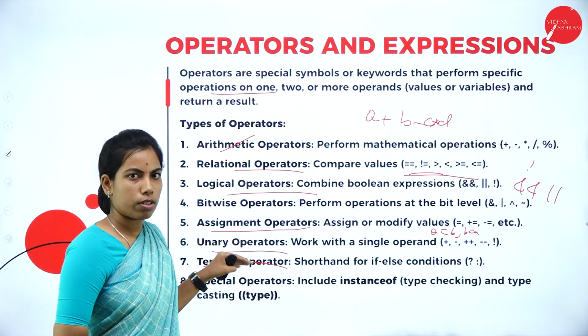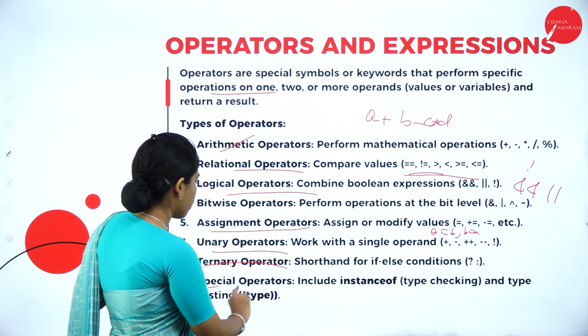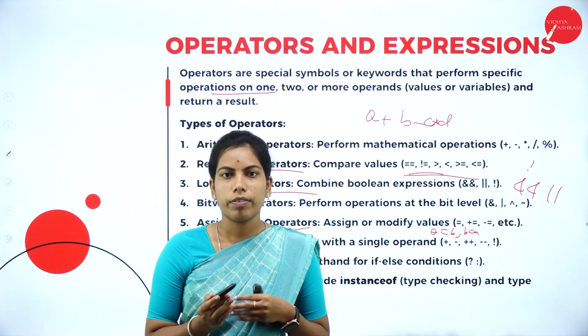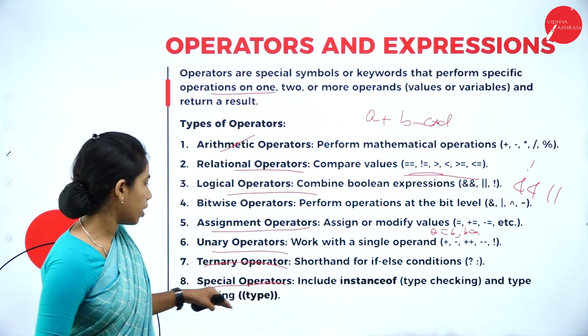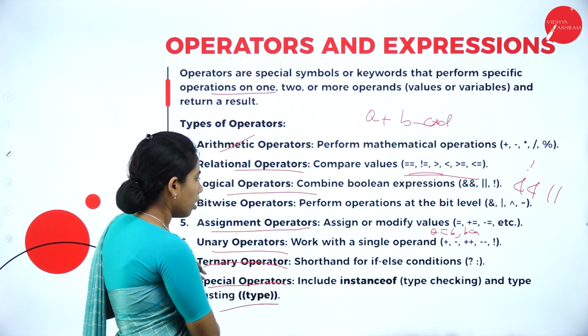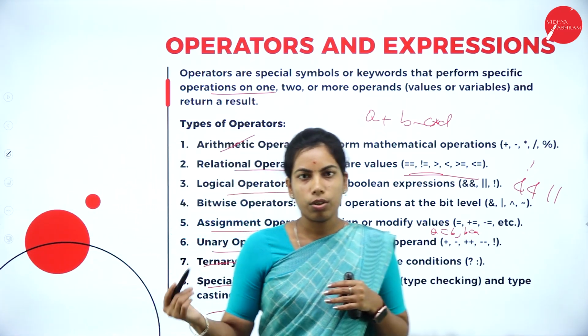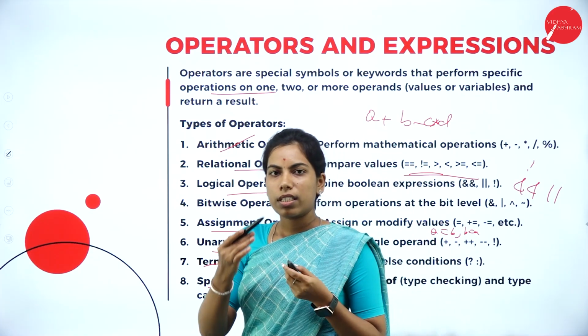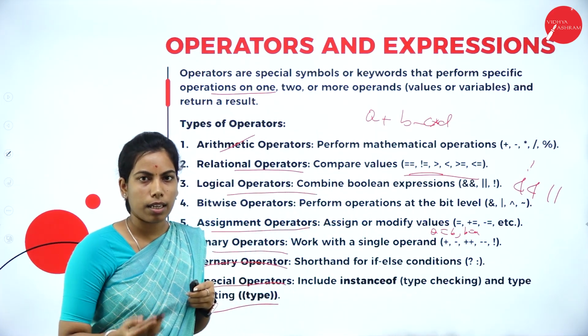In this case, we use a ternary operator. And coming to the special operator, like instanceof, it is used to check which type of data we have. In that case, we have to use instanceof. And also casting, like which type of data it is used. In that case, we use what? A special operator. So let's discuss one by one with the example code.